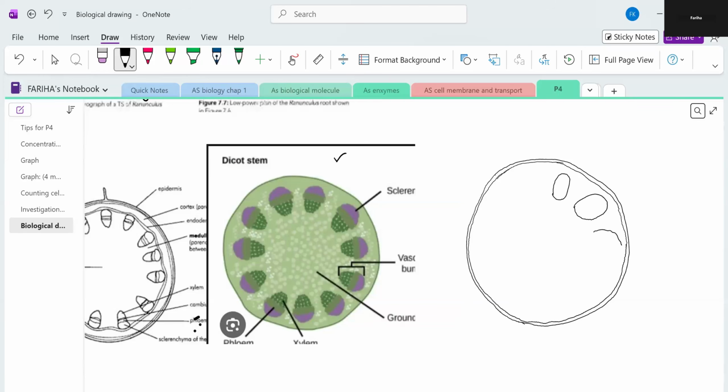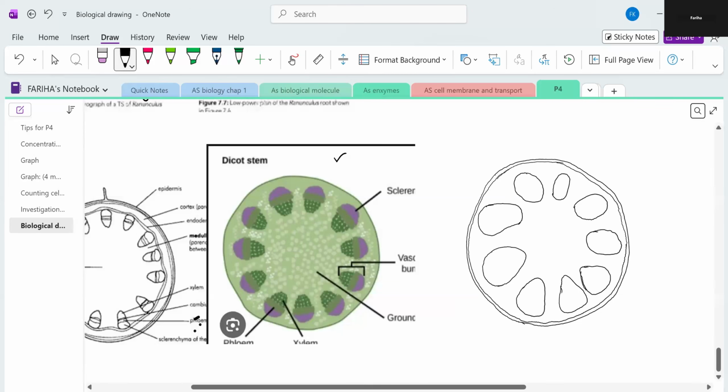When we are drawing in our journal, it will be easier than drawing on the screen. They are in fact like this: they are thicker at the edges and towards the center they are thinner. So the examiner will look for these vascular bundles. 1, 2, 3, 4, 5, 6, 7, 8. You can erase it and draw it again.